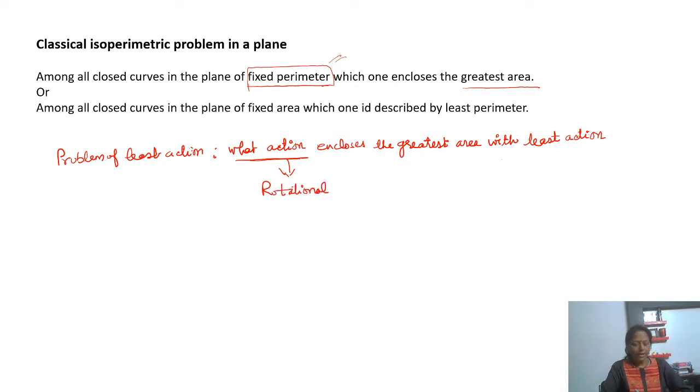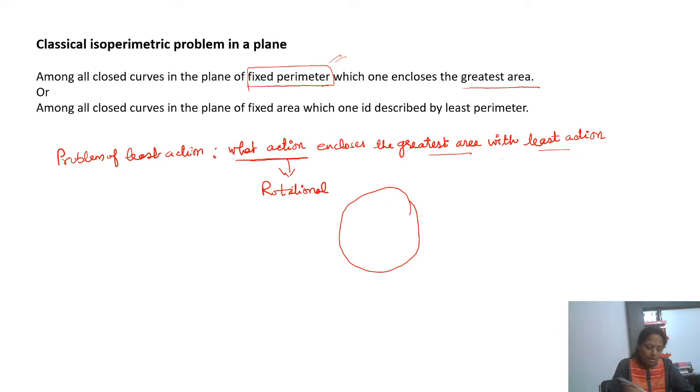So he said that the rotational action will provide the greatest area with least action. Now you can very well imagine what this rotational action will provide. This rotational action will provide you a circle, and this is the process by which the universe was generated.